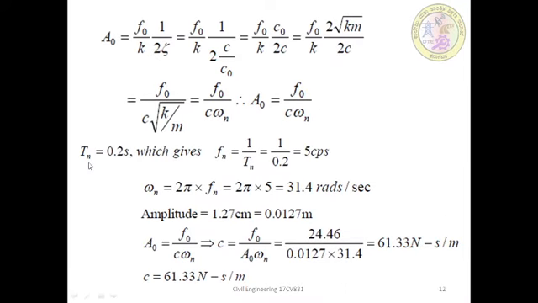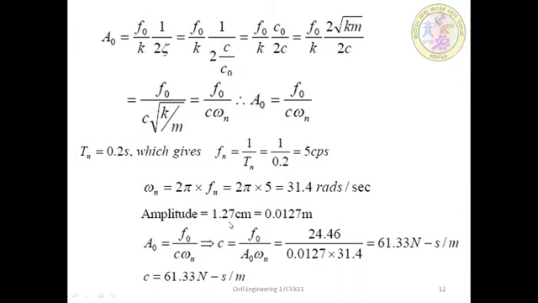Here it is given that the time period is 0.2 second. Hence the frequency is 1 divided by T, which is 5 cycles per second, or hertz. Now what is our natural frequency? Natural frequency is equal to 2 pi f, where f is 5 cycles per second. Substituting here, we get the natural frequency as 31.4 radians per second.